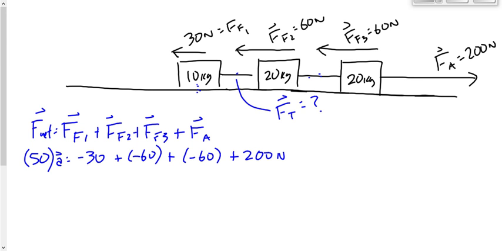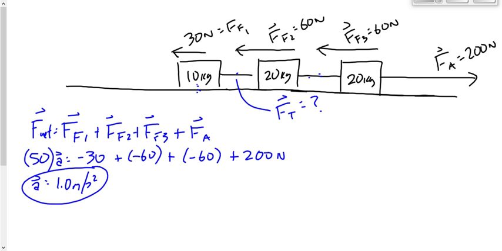Good. We want to find A now, so let's combine some terms here. 50 on the left side. Add all these up on the right side. We end up getting 50. So 50 divided by 50 gives me 1. The acceleration is 1 meter per second squared. Now, that's not my final answer, but that's a big step in getting my final answer.